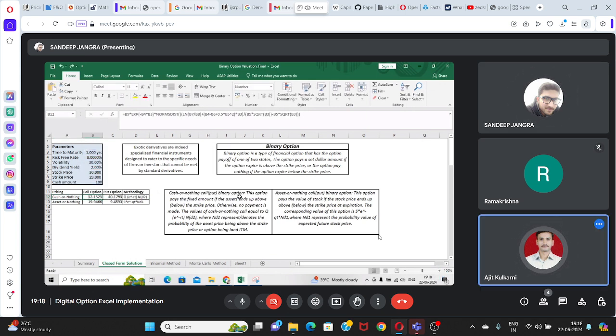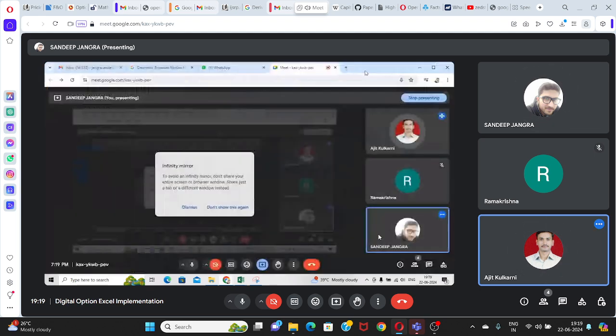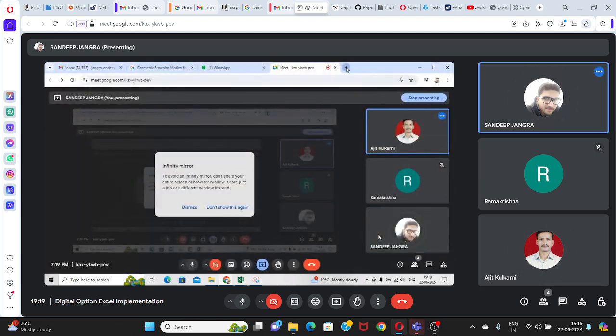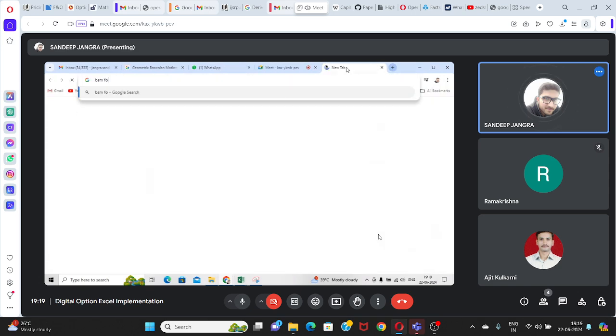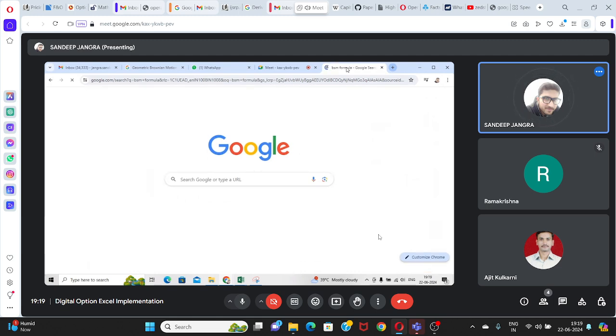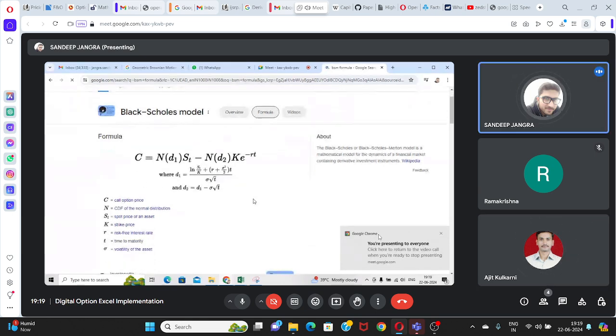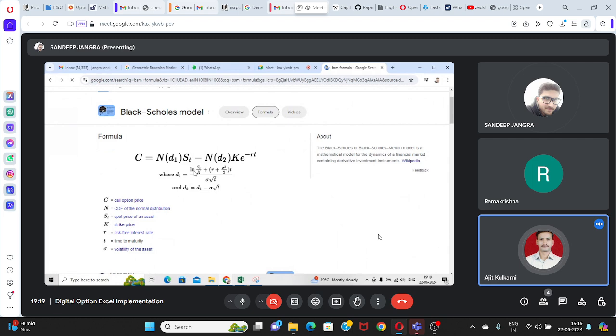So Sandeep, maybe you can just Google the Black-Scholes formula so that everyone can also see it, because seeing it in Excel is a little difficult. Yeah, this is helpful. Maybe you can also put a screenshot in your Excel so that people can see. Okay, I will put it in after that.